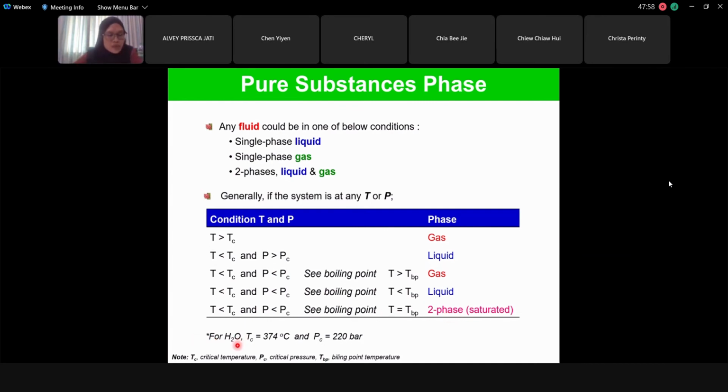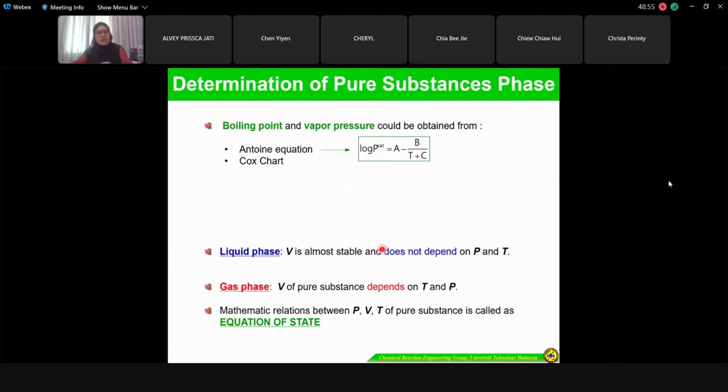For H2O, for water, the critical temperature is 374 degrees Celsius and the PC is 220 bar. We might give you a specific temperature or pressure. Let's say I ask you, water at 400 degrees Celsius, what is the phase of this water? Here you can already see that the temperature is 400 degrees C, higher than TC, so the water must be in gas phase. So if you're given a specific value of the temperature or pressure, you can determine whether the substance is gas or liquid.